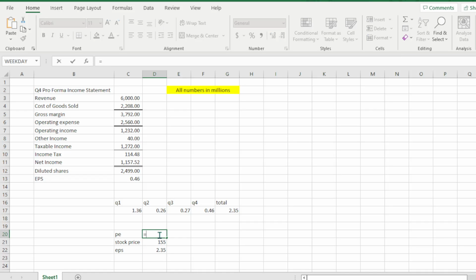So the PE is essentially just going to be the stock price divided by the earnings per share. So there you go. In this scenario where the stock price is $155, your PE multiple is going to be 66. Now, is this good? Is this bad? Well, that's going to depend on the growth. So go ahead, watch my prior video where I talk about NVIDIA having 0% growth for the full year of 2023, the fiscal year of 2023.